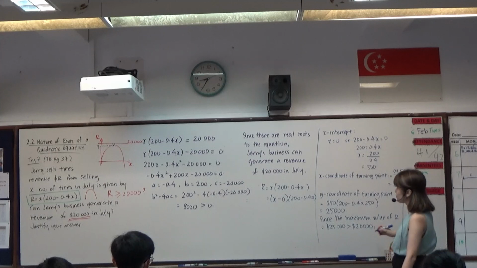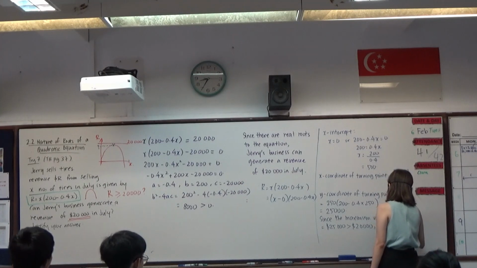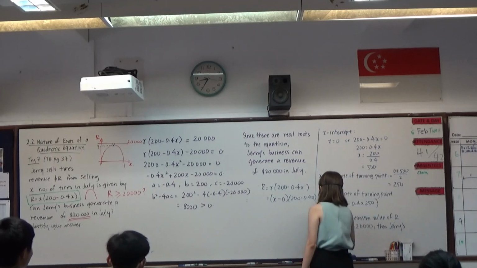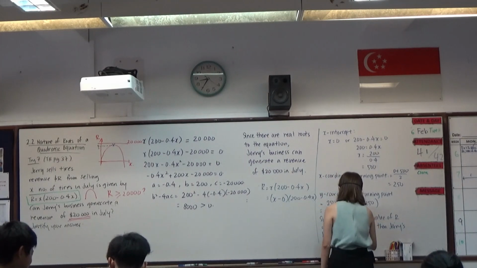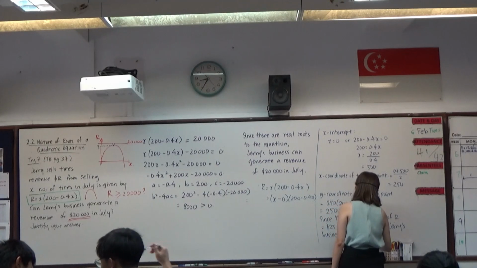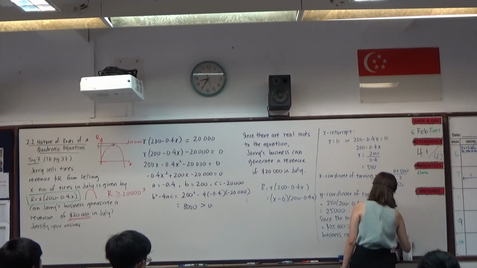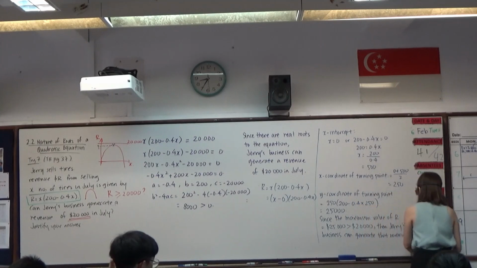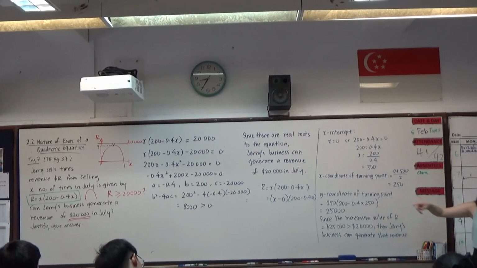Jerry's business can generate that revenue. So that's the alternative. But you find that this method might actually be longer than what we were doing.